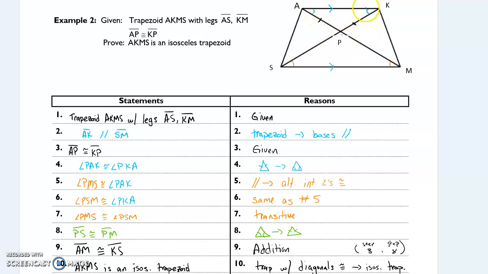Well, if these are congruent to each other, these are congruent, and these are congruent, by the transitive property, these 2 angles are congruent as well. Now I have another isosceles triangle, which means PS is congruent to PM, and then I can add AP plus PM to the congruent segments KP plus PS, and the addition property makes my diagonals congruent.